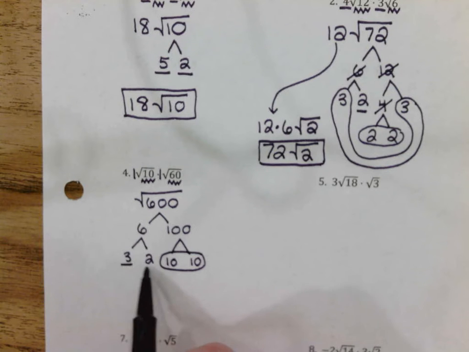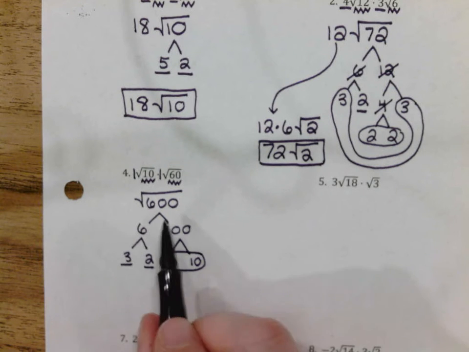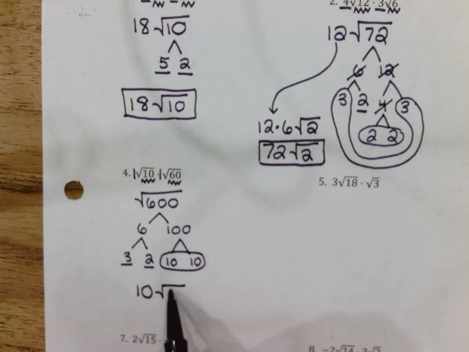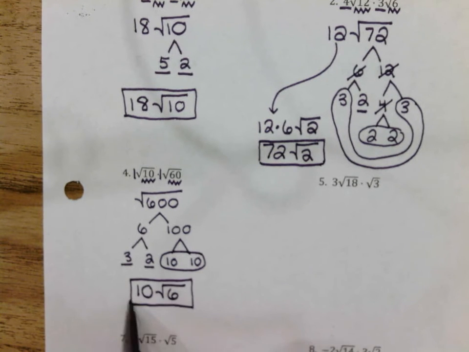And so these are singles here. So the square root of 600, we have 10 on the outside and 3 times 2 on the inside. Remember, if I have more than one single or more than one couple, we multiply them. So we get 10 square root of 6.